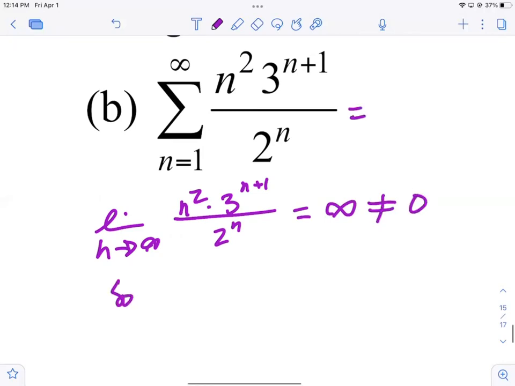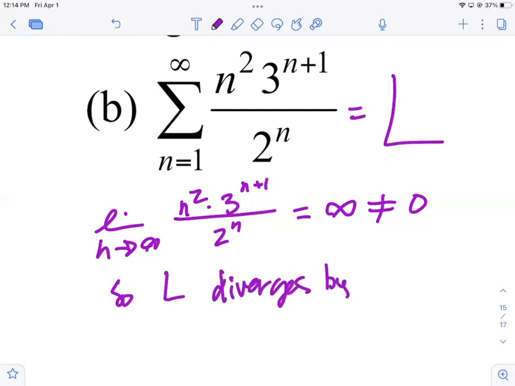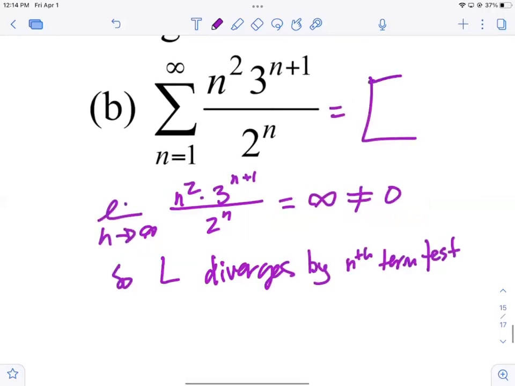So let's call this guy L for loser. So L diverges by the nth term test. I don't want to call him loser. April Fools, let's call him E for excellent. Excellent loser. Right? He has good sportsmanship. Got it?